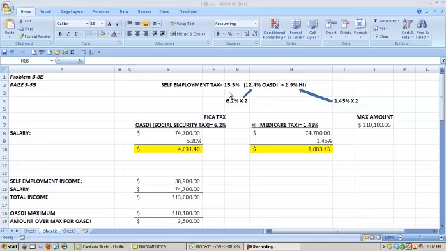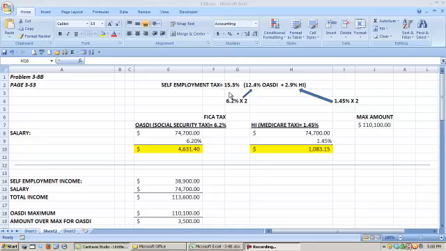So now let's talk about this problem here that we're going to work. 3.8b says George Parker was paid a salary of $74,700 during 2012 by Umberger Company. In addition, during the year, Parker started his own business as a public accountant and reported a net business income of $38,900 on his income tax return for 2012. It wants us to compute two things. First, the amount of FICA taxes that was withheld from his earnings during 2012 by Umberger Company, and next, his self-employment taxes on the income derived from the public accounting business for 2012.